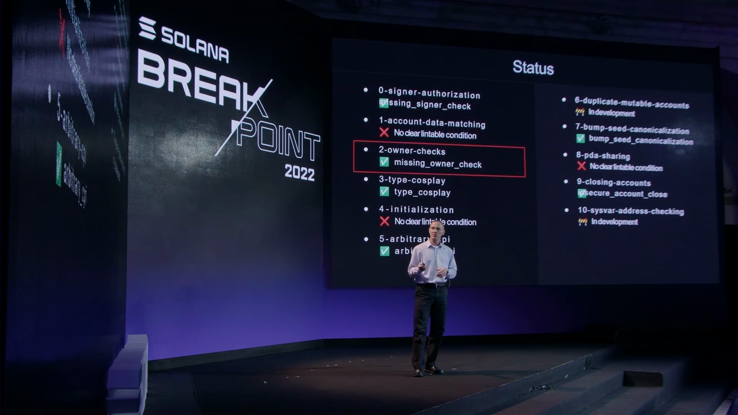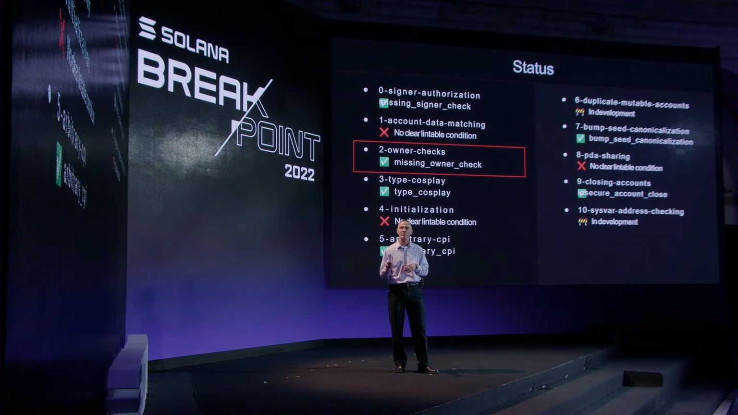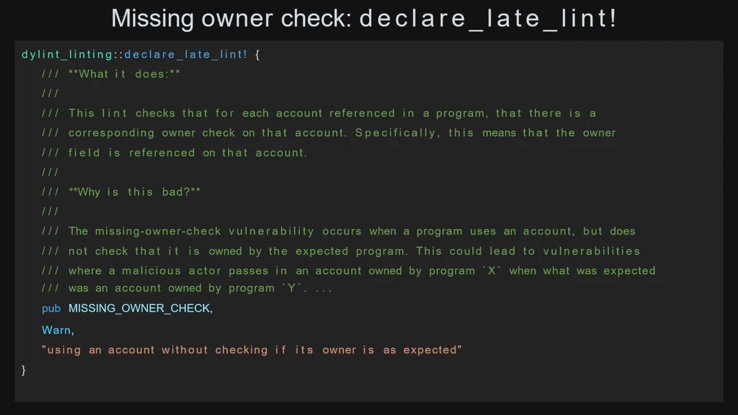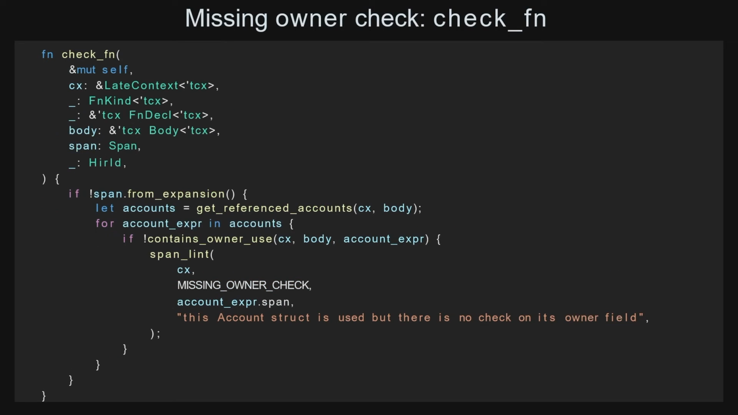But now, just as we went into the owner checks C-level attack in some detail, I'm going to go into the missing owner check lint in just enough detail to give you the flavor for what one of these lints looks like. As I mentioned, there's typically an invocation of a declare late lint macro. It will include a Rust doc comment, with some documentation describing the lint. In this case, it's been slightly abbreviated. Then there is the lint name, the default lint level, and a description which appears if you ask Dylint to list the lints in the library. And then, as I mentioned, every lint includes an implementation of a lint pass object with one or more check functions.